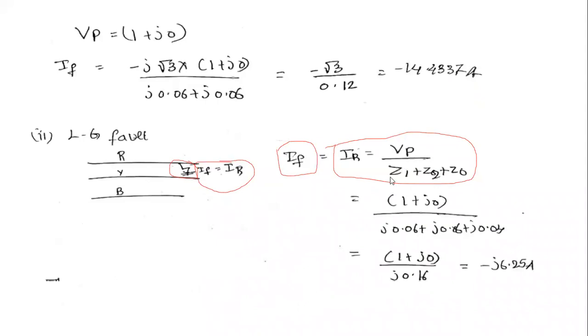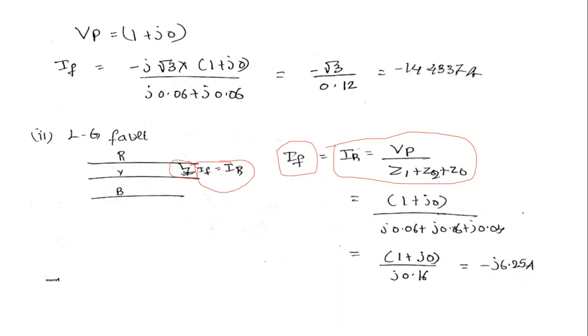What is the phase value? That is 1 plus J0. What is the positive sequence impedance? J0.06. And what is the negative sequence impedance? J0.06. Plus what is the zero sequence impedance? J0.04. Then by simplifying this value, we obtain the fault current, IF, which is equal to minus J6.25. Therefore IF is equal to minus J6.25.